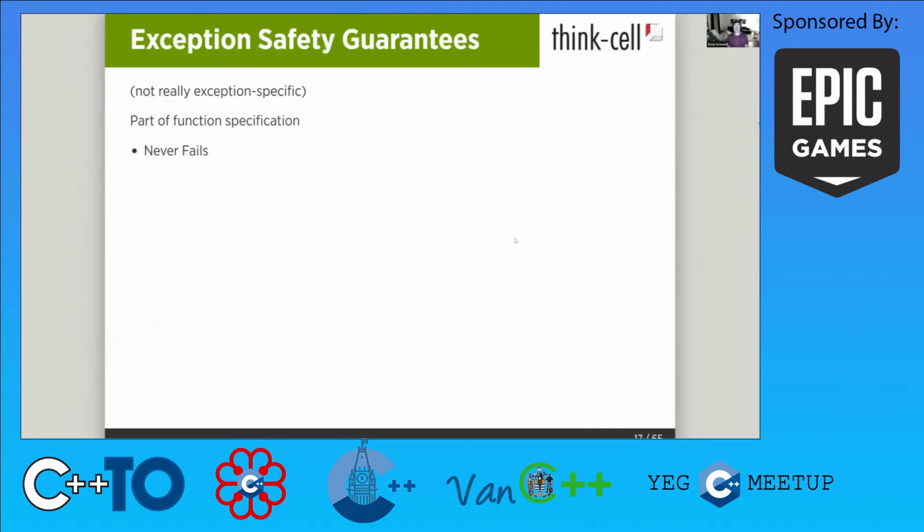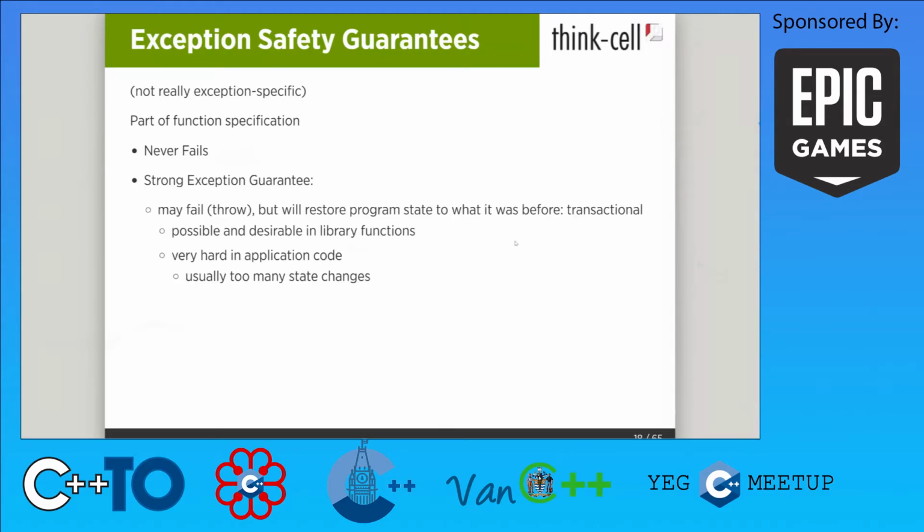Let's talk about exception safe code and exception safety guarantees. These guarantees are not really exception specific. It's more like what happens if a function fails. And they are really part of the function specification. A function should say if it can fail, and if it fails, how it behaves. Now, the best thing that a programmer could hope for is that a function just never fails. Now, sometimes this is probably not possible. So the next best thing is the strong exception guarantee.